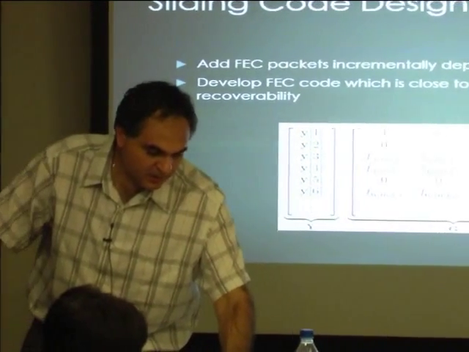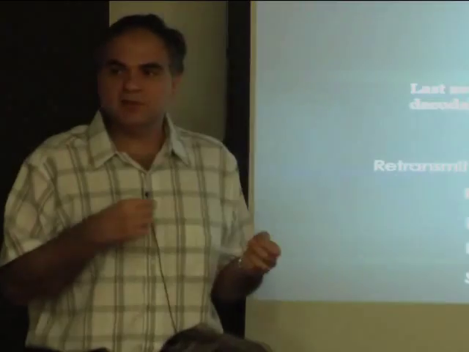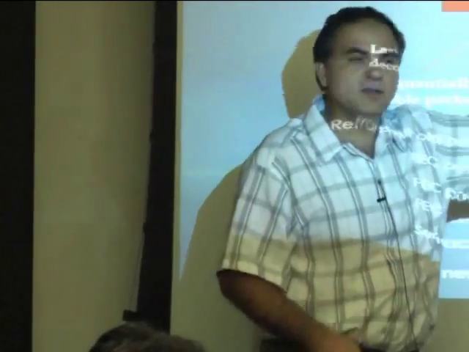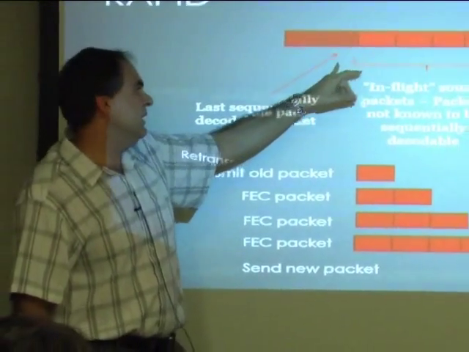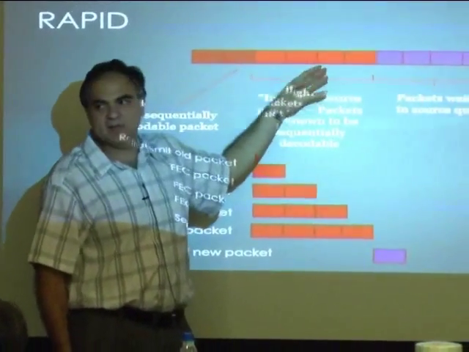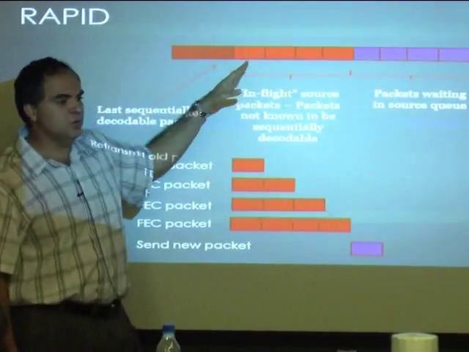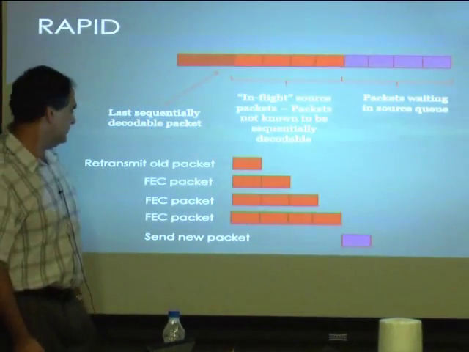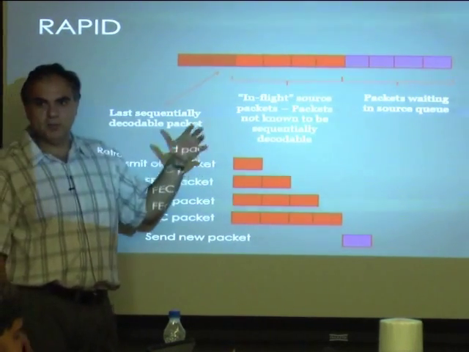So then I'm just going to talk about an optimization for how you insert FEC. Let's say this is a queue of packets. You have everything up to here. And in between here, you may have lost some. These are kind of in flight, and you don't know. And then these are new packets that are waiting in the queue.